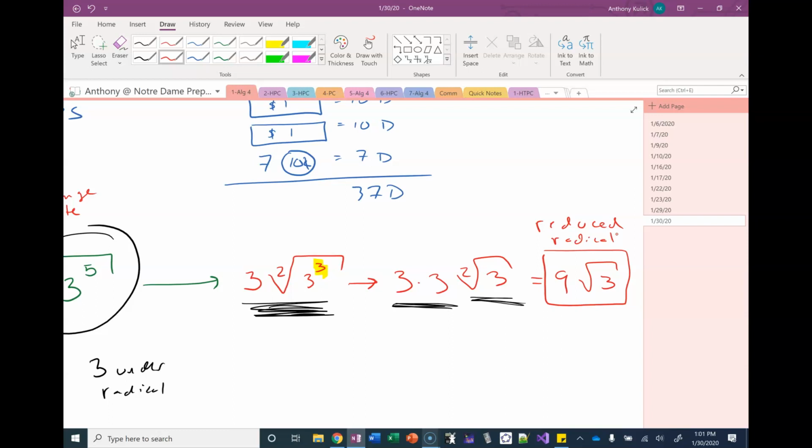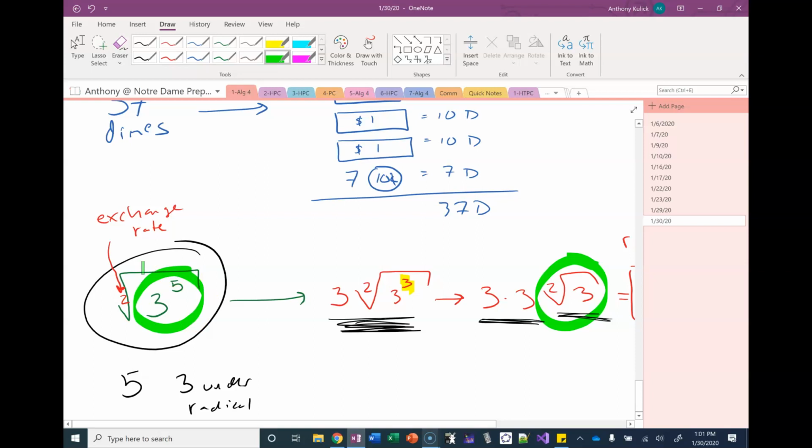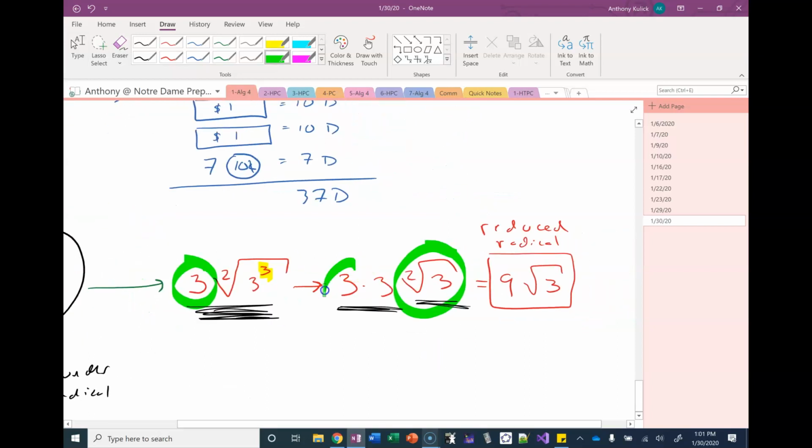You just went from having 5 3s to now having 3 3s? No. We had 5 square roots of 3. Now we have 2 regular 3s and 1 square root of 3. The square root of 3 is left over because we've exchanged. We exchanged 2 of them to get this 3 outside of the radical. We exchanged another 2 to get the second 3 outside the radical, leaving us with just 1 3 left.